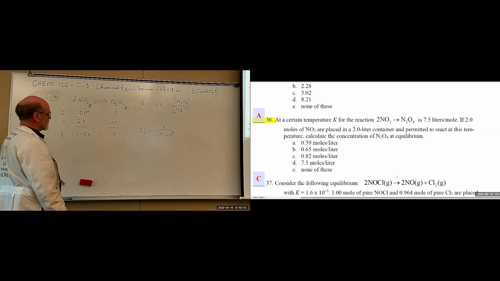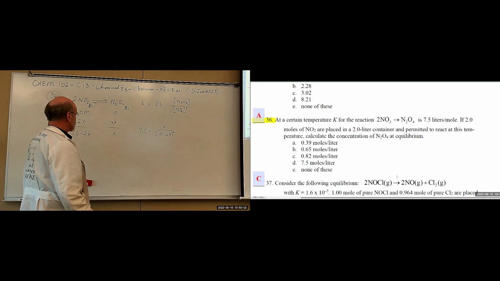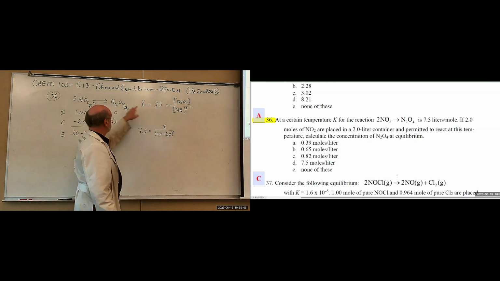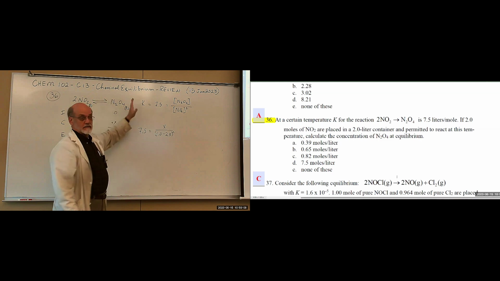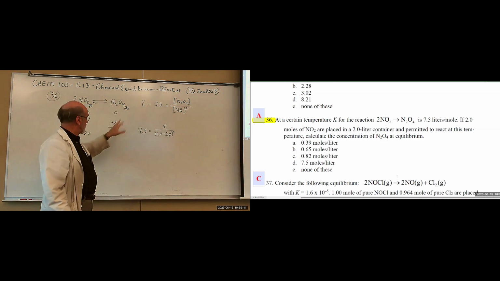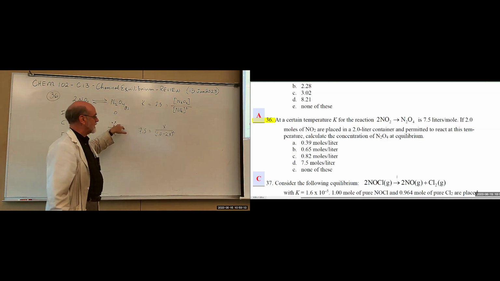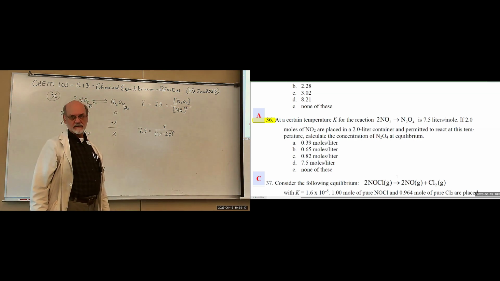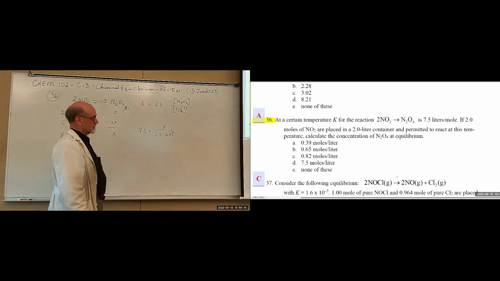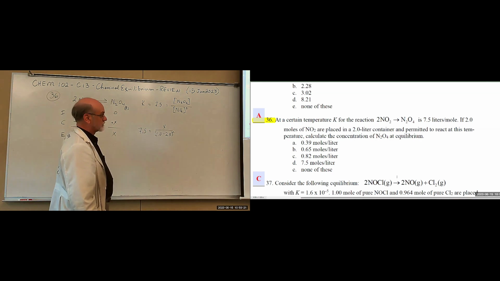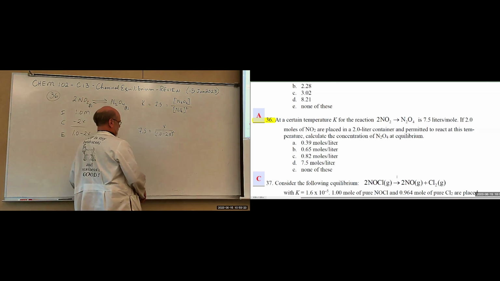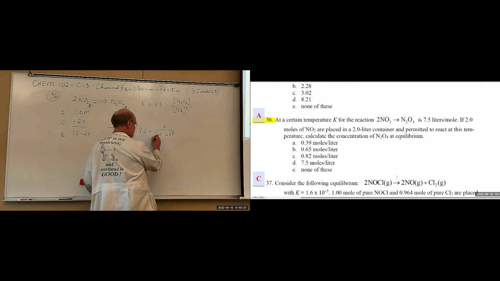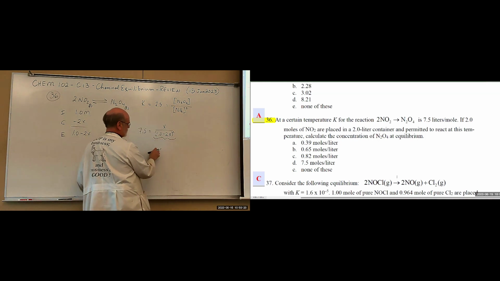Okay, let's ask ourselves, how big is X? The value is 7.5, so it's going to be to the right, correct? That means X is going to be a substantial amount, and we can't throw it out. It's too big. So we're going to have to solve this quadratic equation. All right. So let's expand this quadratic.